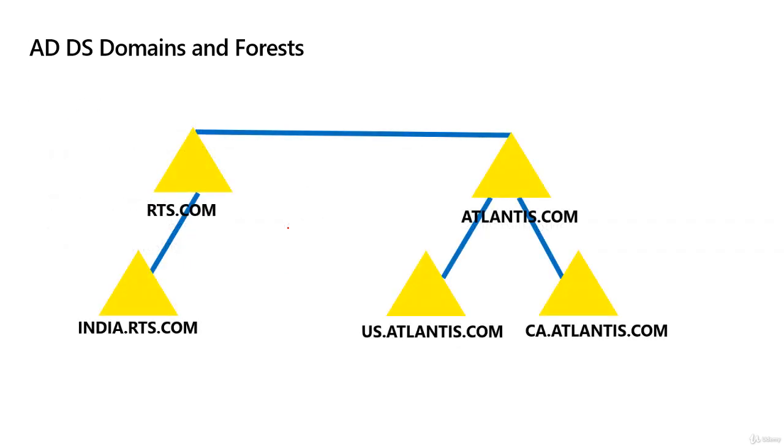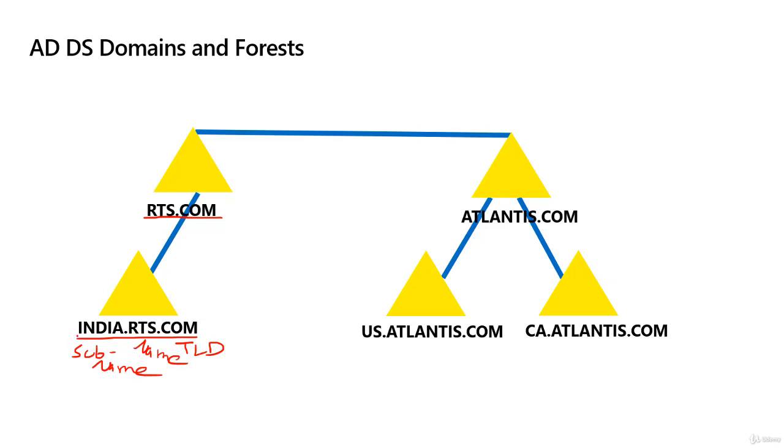This would be a picture of a forest. So I have my domain, rts.com. I also have a child domain, india.rts.com. Now, the child domain has the top level domain. It has the domain name, I'm just going to put name. And it has the subdomain name, I'm just going to call that sub name.